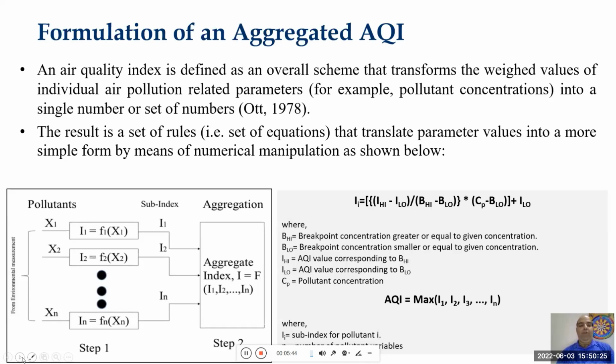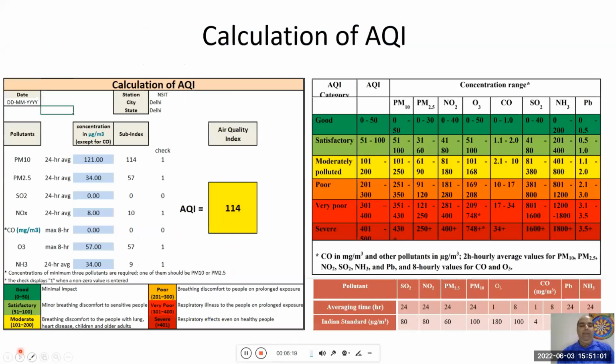The primary step is the environmental measurement using the sensors. These pollutants come into step 1 and govern their individual indexes with a given equation of two breakpoints and their corresponding lower and higher values, giving rise to I1, I2 and In, as shown in the subindexes. By taking these subindexes, we can do an aggregation of these indexes. Here the aggregation means the maximum of these contributes the direct value of AQI.